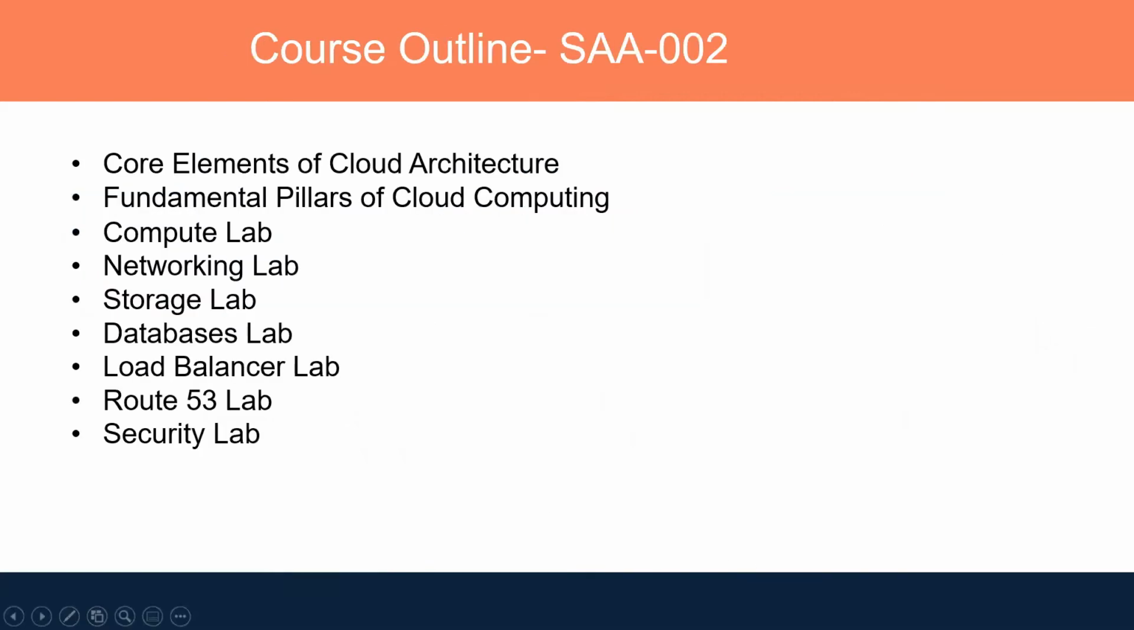These are the course contents for AWS that we are going to cover. In this course content, we are going to cover the fundamentals of cloud architecture. Here we are going to cover the core elements of cloud architecture. Then we will cover the fundamental pillars of cloud computing, that means for cloud computing, what are the fundamental things required. Then we will understand compute lab.